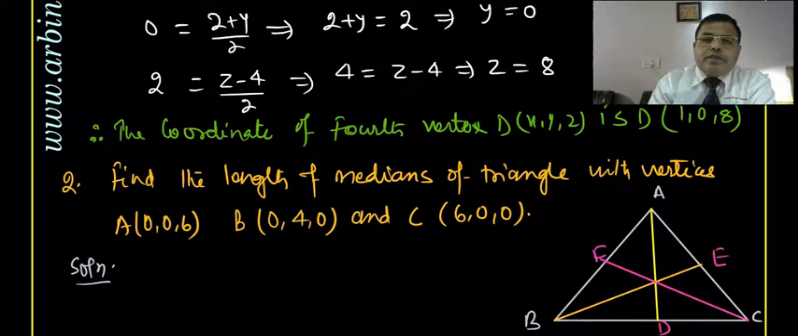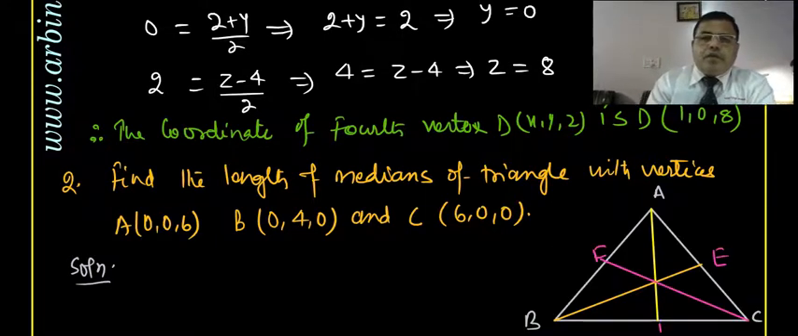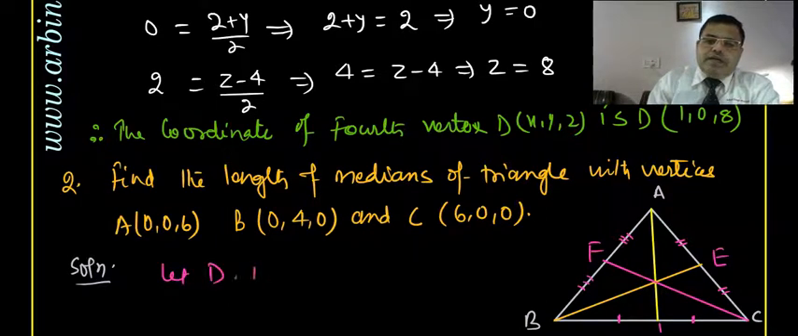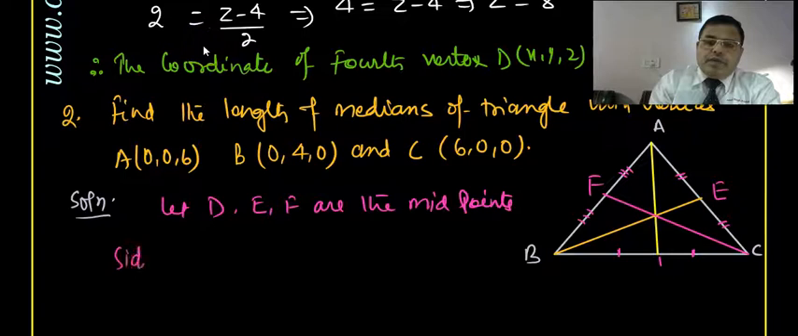Since the medians divide the sides into two equal parts, this 2 is equal to this 2, and this 3 is equal to this 1. So let D, E, F be the midpoints of sides BC, CA, and AB respectively.